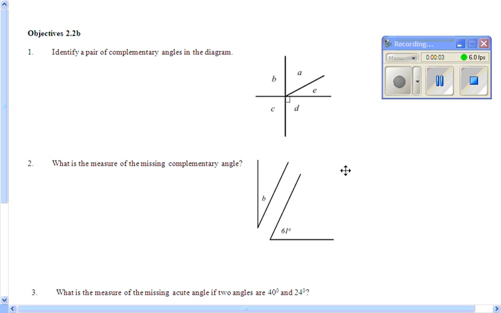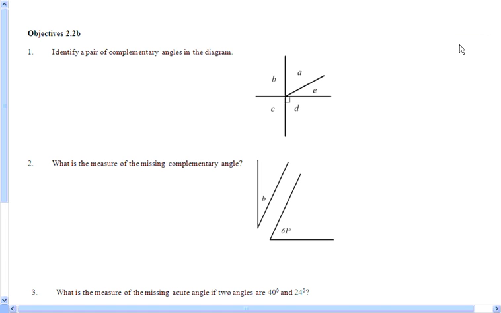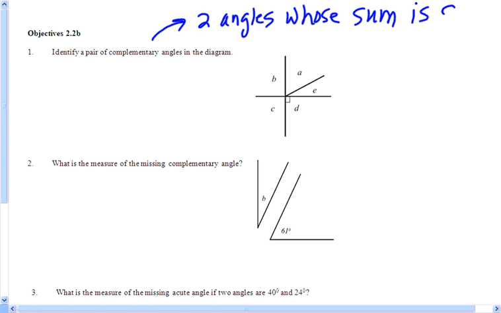All right, this is a relearn of Objective 2.2b, which is about whether you can identify complementary angles and use complementary angles in problems. Okay, complementary angles are two angles that add up to 90 degrees. So let's just put a note here. Two angles whose sum is 90. It can actually be more than two angles.